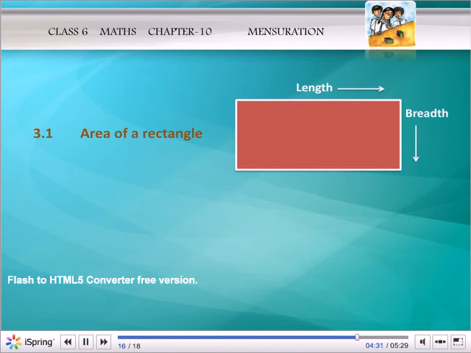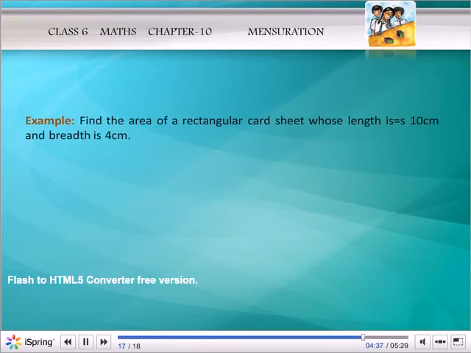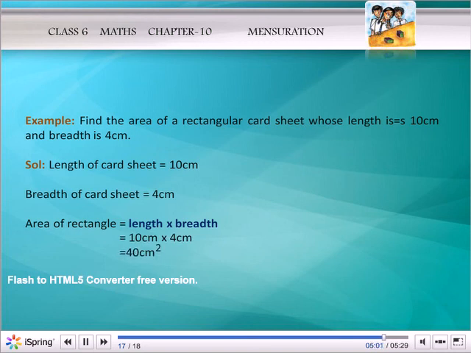Area of a rectangle. Area of a rectangle is length into breadth. Let us take a few examples. Example. Find the area of a rectangular card sheet whose length is 10 centimeters and breadth is 4 centimeters. Solution. Length of card sheet is equal to 10 centimeters. Breadth of card sheet is 4 centimeters. Area of rectangle is length into breadth, which is 10 centimeters into 4 centimeters, equal to 40 centimeter square.